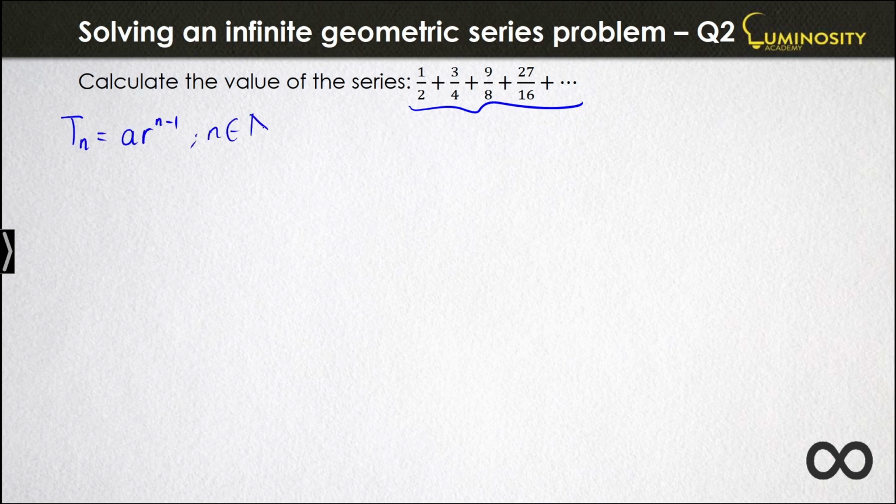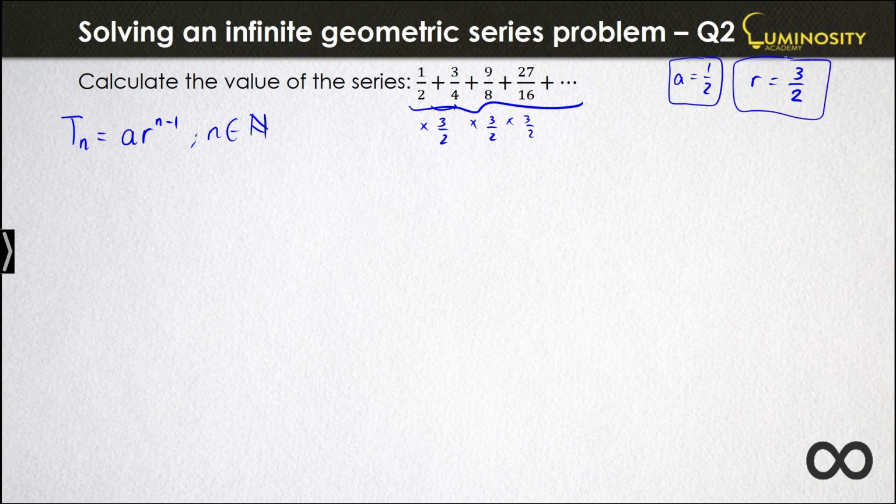Well, let's see. The first term here, a, is a half. To get to 3/4, I must multiply the numerator by 3 and the denominator by 2. So I multiply by 3 over 2 here and I get 3/4. If I multiply by 3 over 2 again, I do get 9 over 8. If I multiply by 3 over 2 again, I do get 27/16. So this is definitely a geometric sequence. My a value is a half, my r value is 3 over 2.